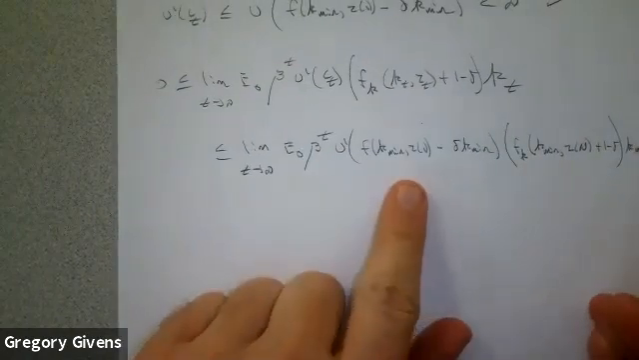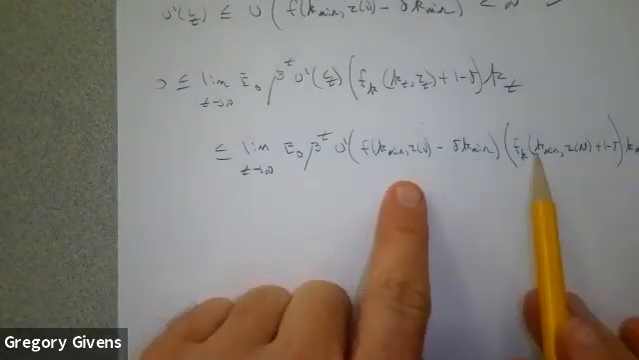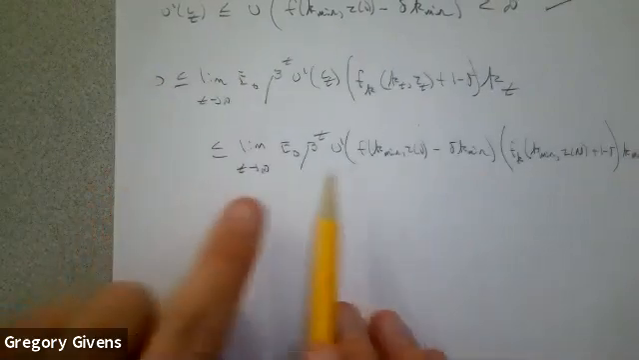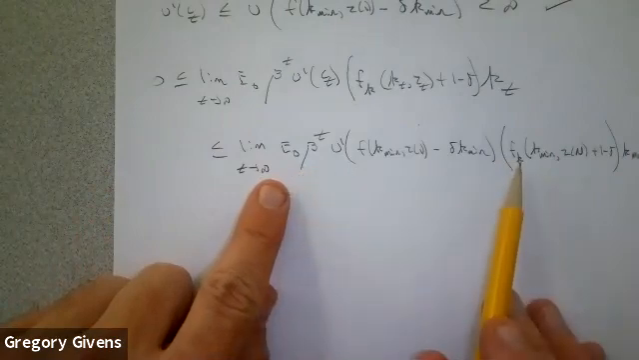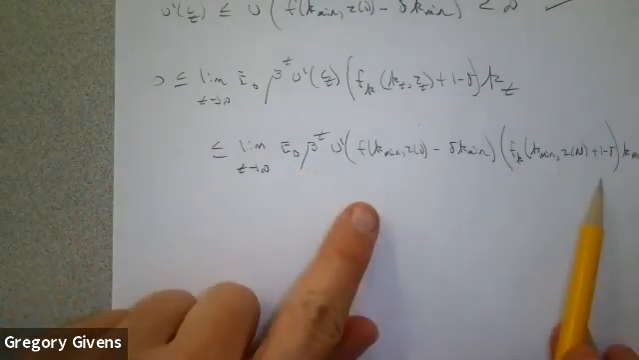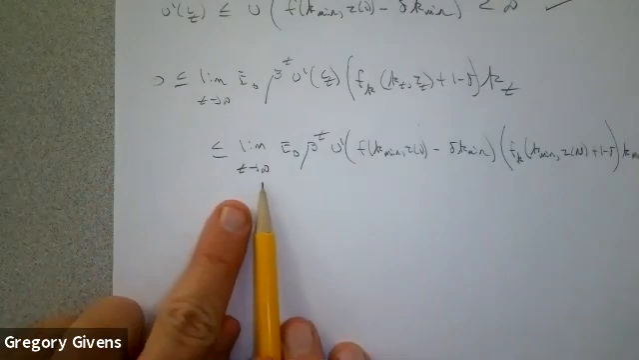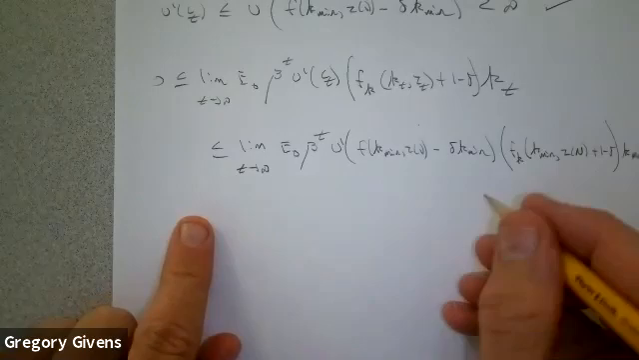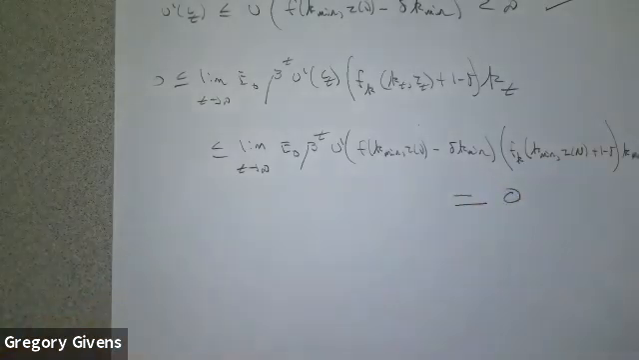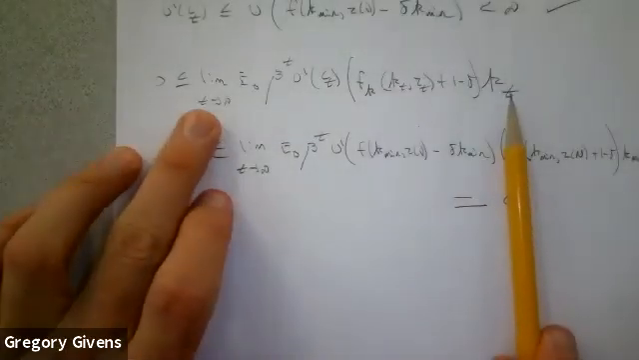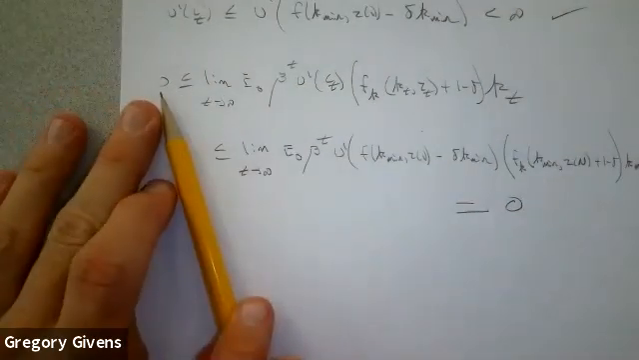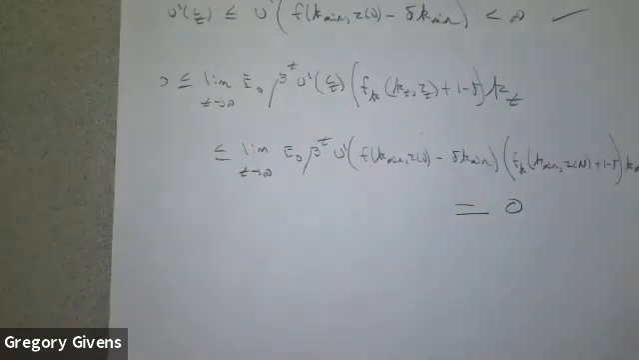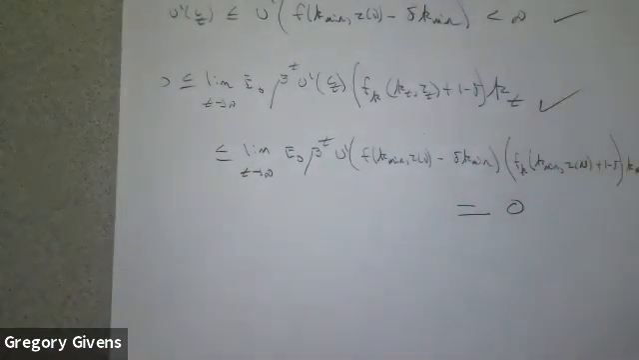But you can see here that all of these things are finite. We can pull them out of the limit expression. They're not random variables, so we don't have to evaluate their expected value. And what are we left with? Some constant times the limit as t goes to infinity of beta to the t. Well, what's that equal to? That's equal to 0. So this limit expression is greater than or equal to 0, but less than or equal to 0. So it must be equal to 0, and therefore the transversality condition is satisfied.